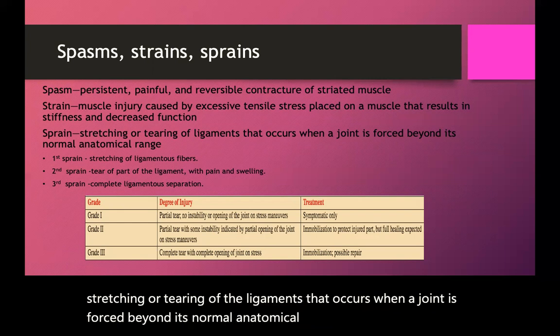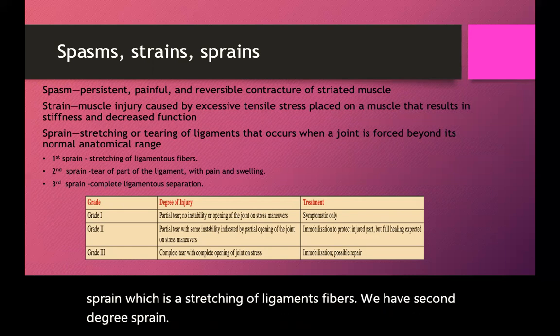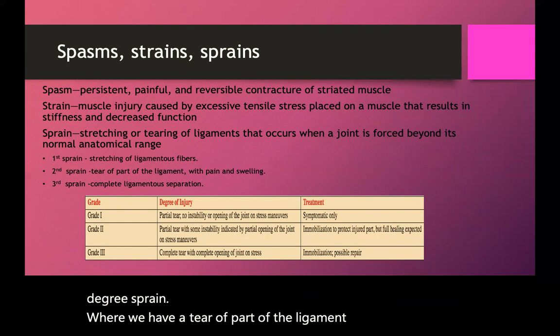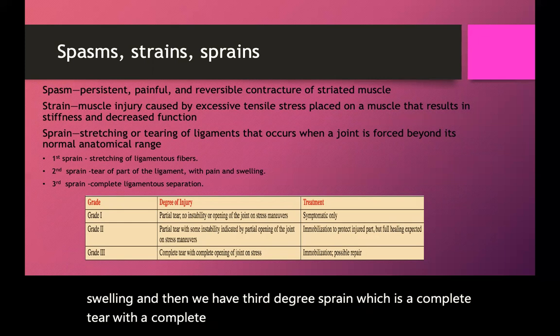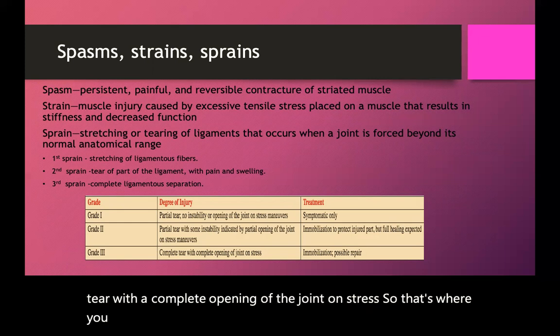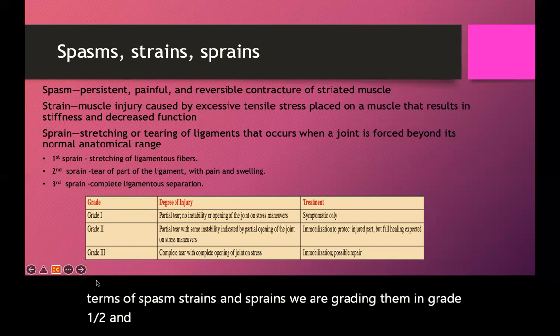We have first degree sprain, which is a stretching of ligament fibers. We have second degree sprain, where we have a tear of part of the ligament with pain and swelling. And then we have third degree sprain, which is a complete tear with a complete opening of the joint on stress. So that's where you would immobilize and possibly need a repair. So remember, in terms of spasms, strains, and sprains, we are grading them in grade 1, 2, and 3, 3 being the worst.